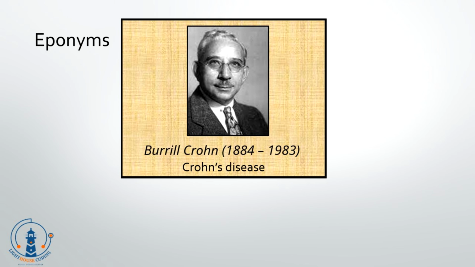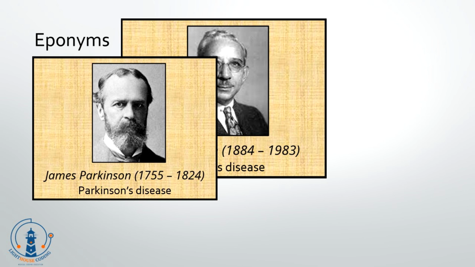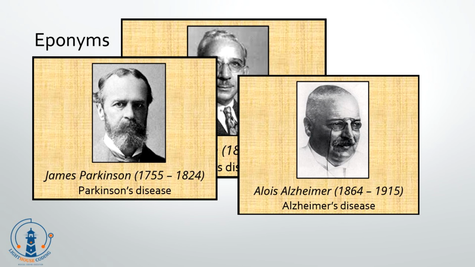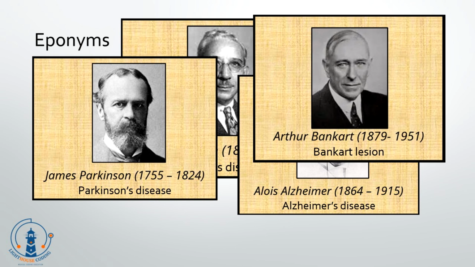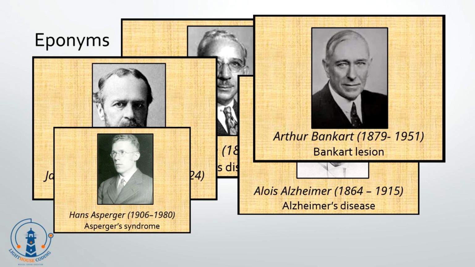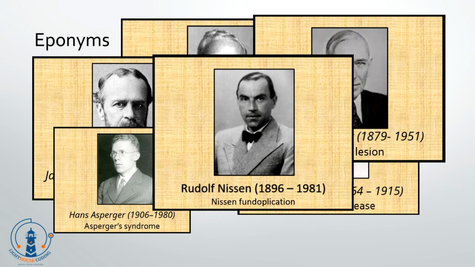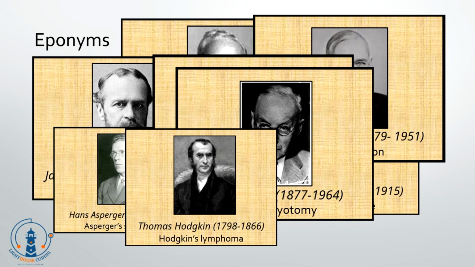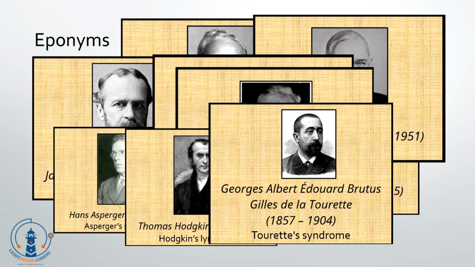An eponym is a term that is named after the person who first discovered it. An example is Crohn's disease, named after Beryl Crohn, who first described the disease in 1932. Here are some common eponyms and the person they were named for. You will see eponyms used in medical documentation to explain the names of diseases and procedures. In time, you will come to memorize what many of them mean, but as you are learning, you will need to look them up.